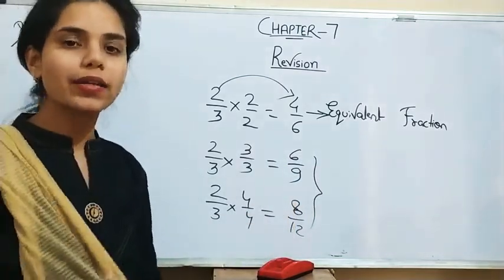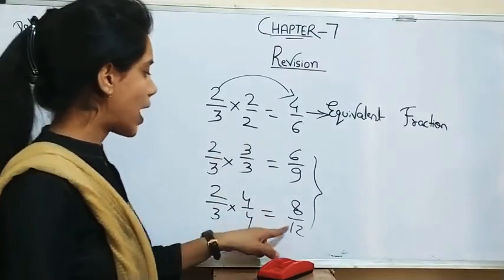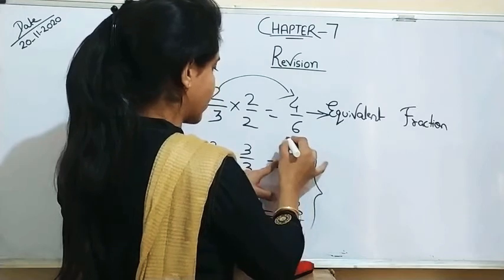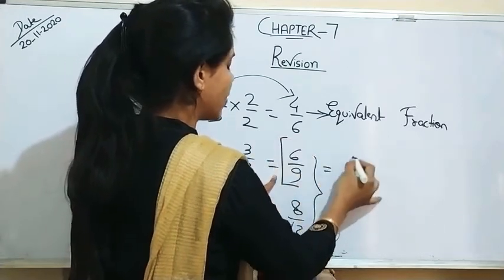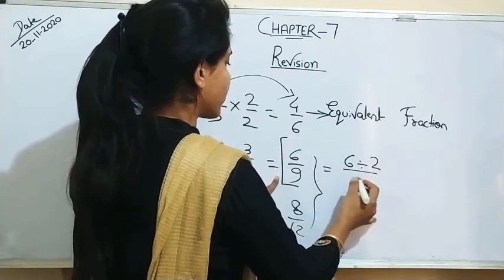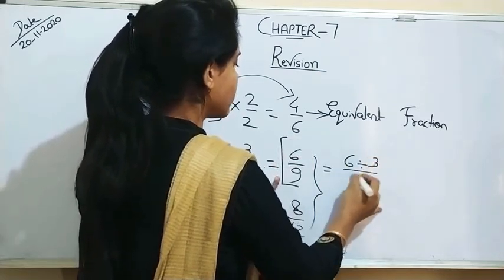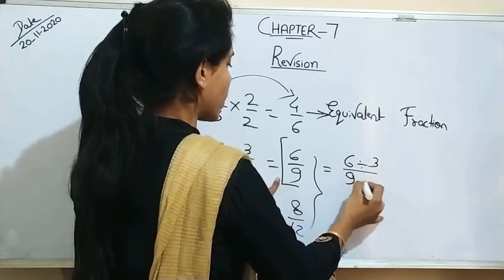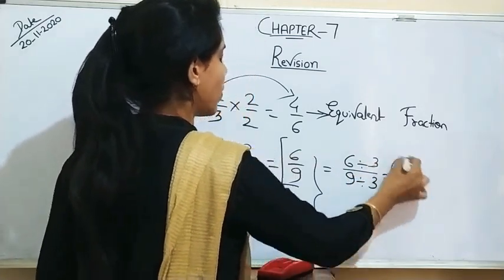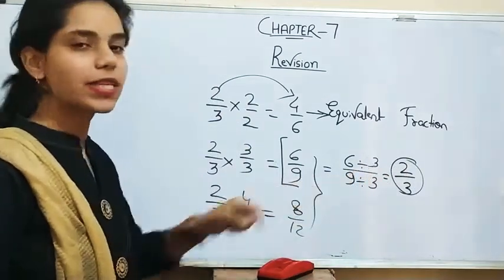Now how do you get them by dividing? Suppose I want to find out the equivalent fraction of this 6 by 9. So divide it by 2. Suppose I am dividing it by 3. So it will be 3 2s are 6, 3 3s are 9. So 2 by 3 will be the equivalent fraction of 6 by 9.